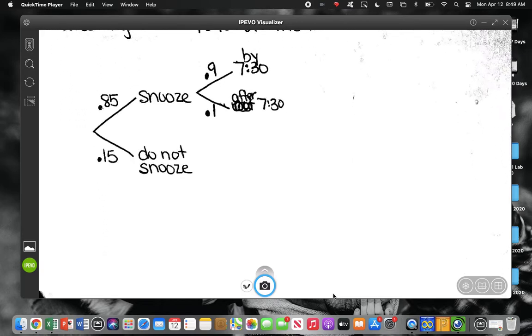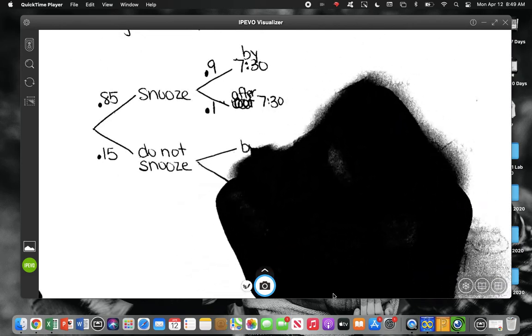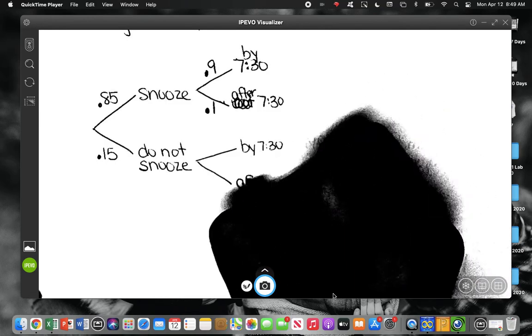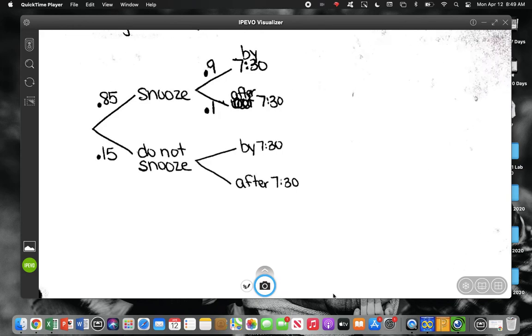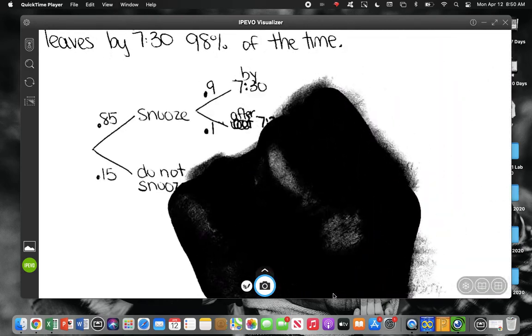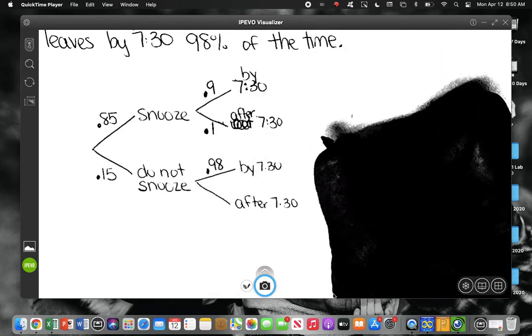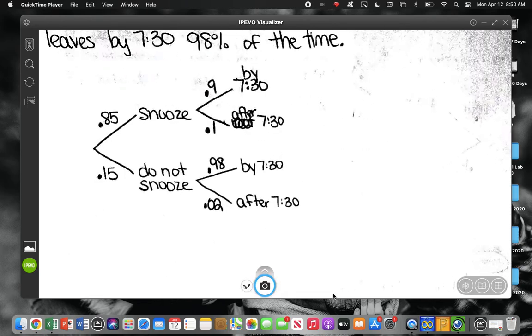All right. So now, down here, we have the same two options. I either leave by 7:30 or I leave after 7:30. What is my probability I leave by 7:30 on this one? 0.98. Now, 0.02. There we go. 2% is 0.02. So remember, with any of your percentages, you move the decimal 2 places to the left, and if it's not there, you have to add a 0, so 0.02.